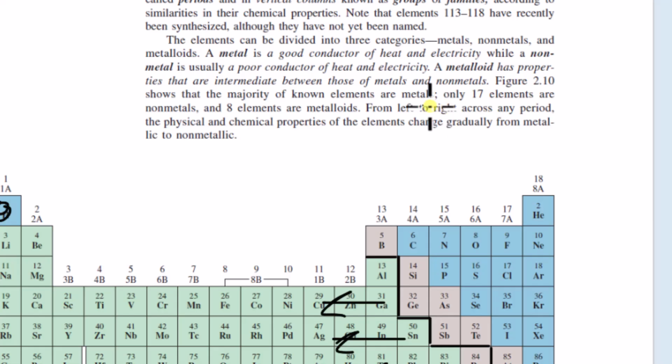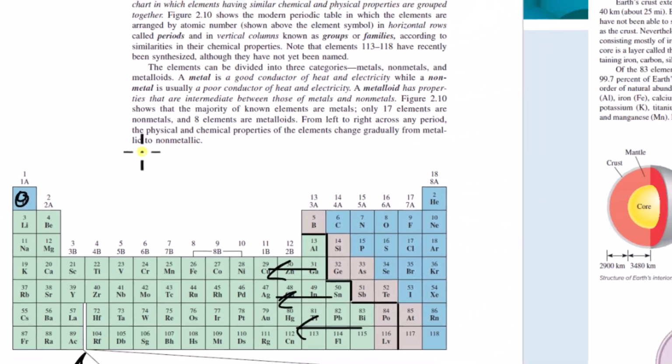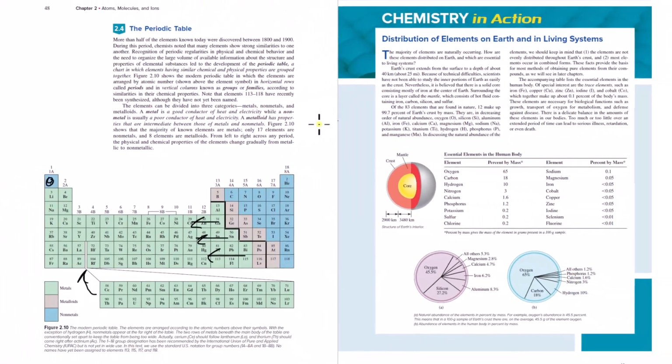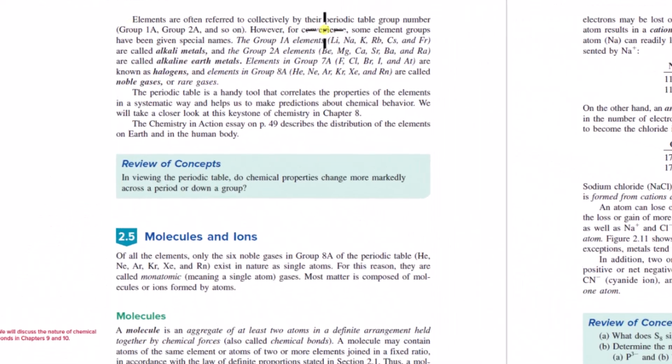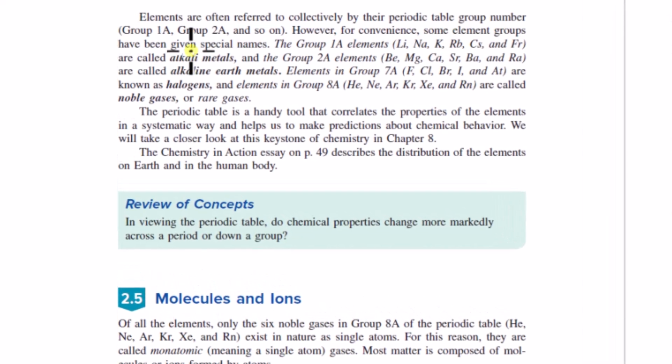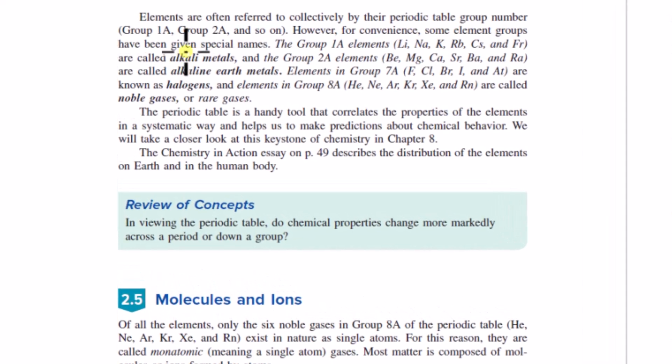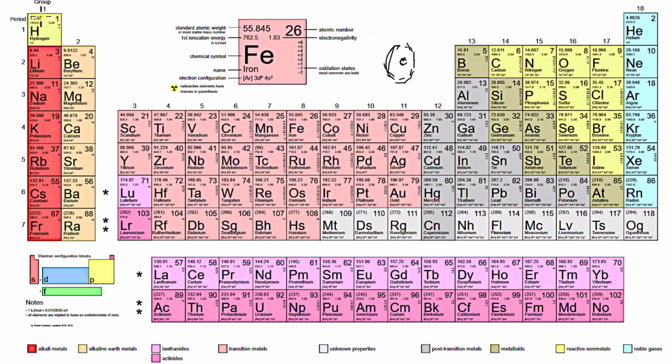The majority of known elements are metals. Only 17 elements are non-metals and 8 elements are metalloids. From left to right across any period, the physical and chemical properties of the elements change gradually from metallic to non-metallic. Elements are often referred to collectively by their periodic table group number. So you just say group 1A or group 2A. You just specify the group number.